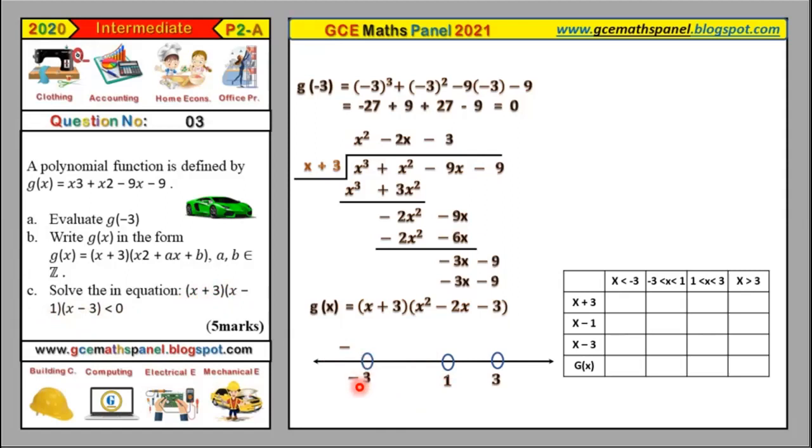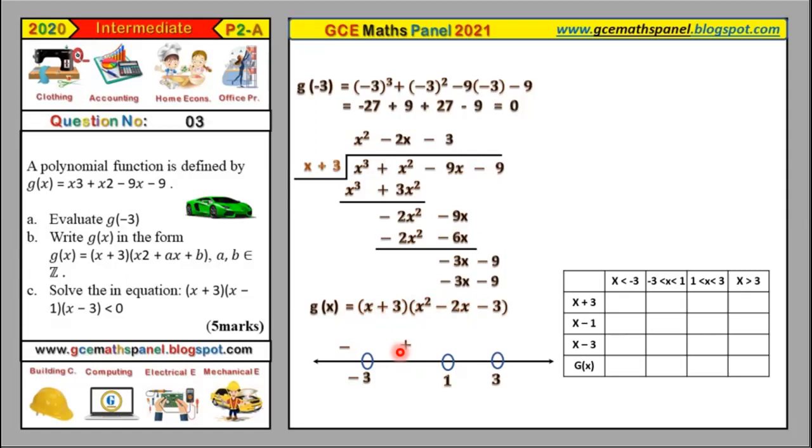Now in the region between minus 3 and 1, let us take 0, so it will be easier. If you put 0, you can even use this function here. If you put 0 here, 0 plus 3 is 3, which is positive. And then 0 here will just give us negative. So positive times negative will give us negative. I think 0 might not be a very good value.